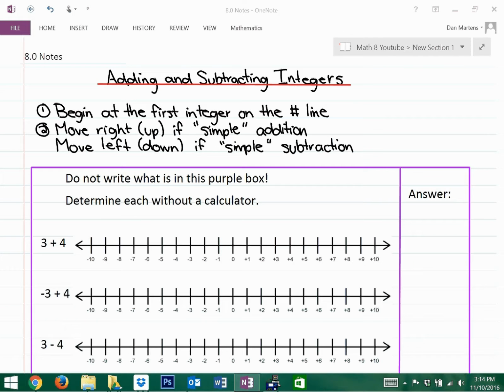In this lesson, we are going to be looking at adding and subtracting integers. If you have some sort of previous knowledge of adding and subtracting integers and a particular way that works for you, that's wonderful. You can use whatever method you would like best.